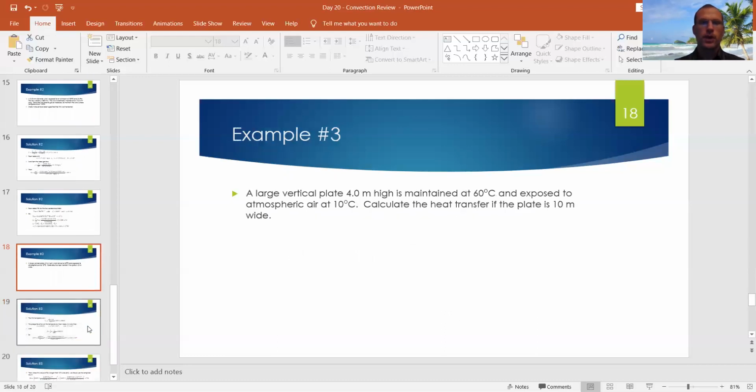And then last question, I have a large vertical plate, 4 meters high, maintained at 60 degrees Celsius, exposed to atmospheric air at 10 degrees. I want to calculate the heat transfer if the plate is 10 meters wide. So in this case, I don't have any free stream velocity. So this is going to be a free convection case. There's nothing blowing across it. It's just the fact that the plate is heating up the air around it. So again, no velocity anywhere in the question. So assuming that's still air around it.